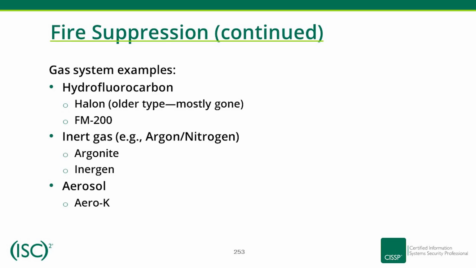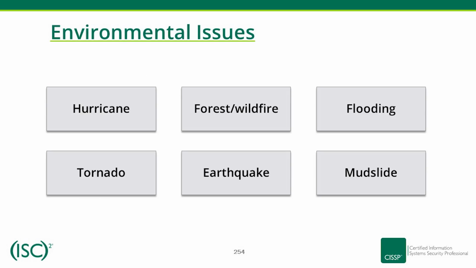Gas system examples. Hydrofluorocarbon: Halon, older type, mostly gone; FM200. Inert gas, for example, argon/nitrogen: Argonite. Inergen. Aerosol: Aerok. Environmental issues include hurricane, forest/wildfire, flooding, tornado, earthquake, mudslide.